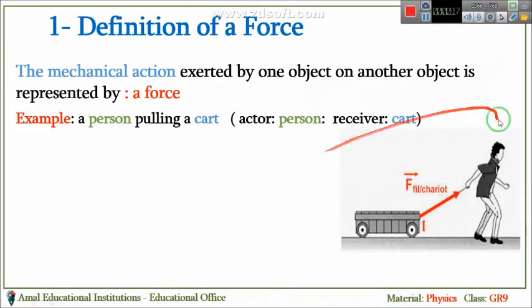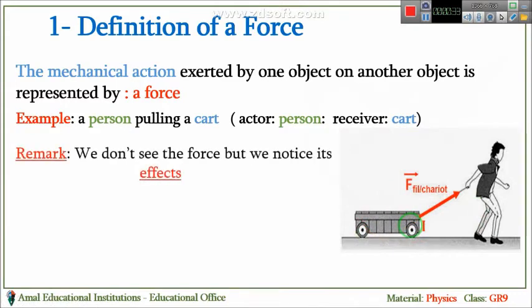As shown in the adjacent figure, a man is pulling a cart. This mechanical action done by the man on the cart is represented by a force F. The actor is the man and the receiver is the cart. As we noticed, the force cannot be seen, but we can notice its effects. So, the force has three effects.